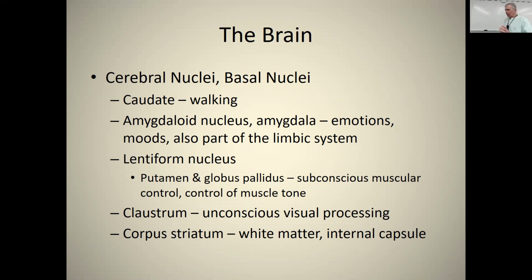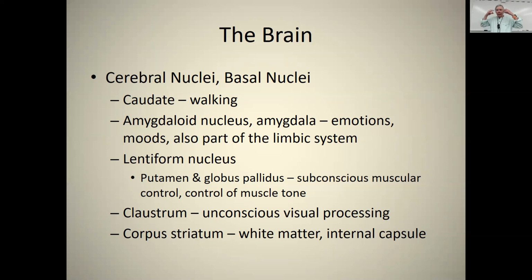Like the caudate nucleus mostly helps coordinate walking. These are mostly to do with motor control. As I mentioned before, a large part of your brain is devoted to coordinating motor control. It's a very difficult thing. It looks so simple when you're doing stuff, but it's very complicated. Then there's the amygdala nucleus, amygdala, emotions. This is something we'll talk about later on also when we get into the limbic system.